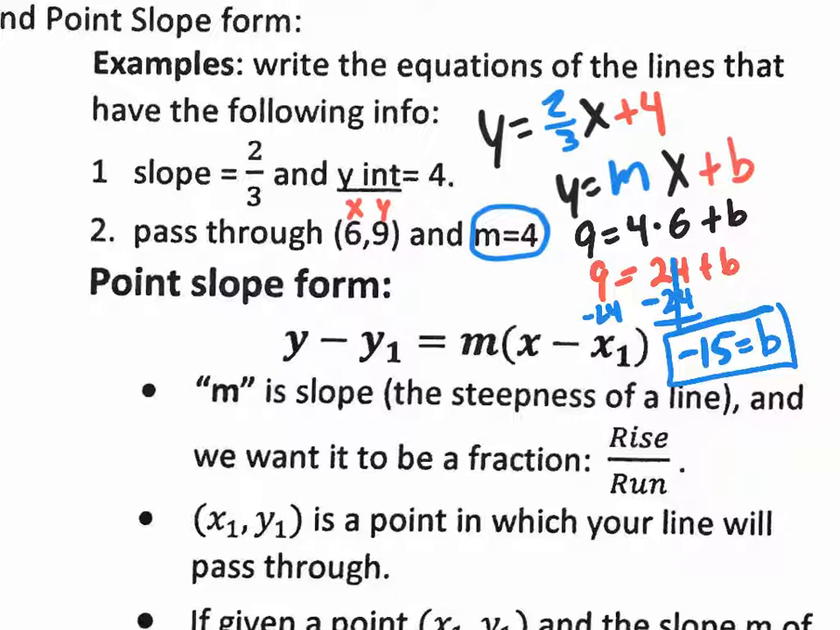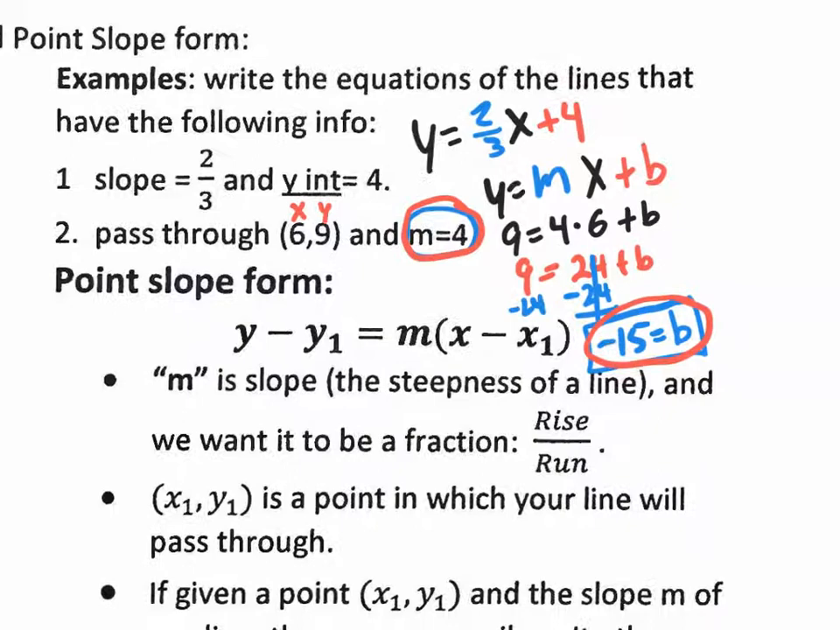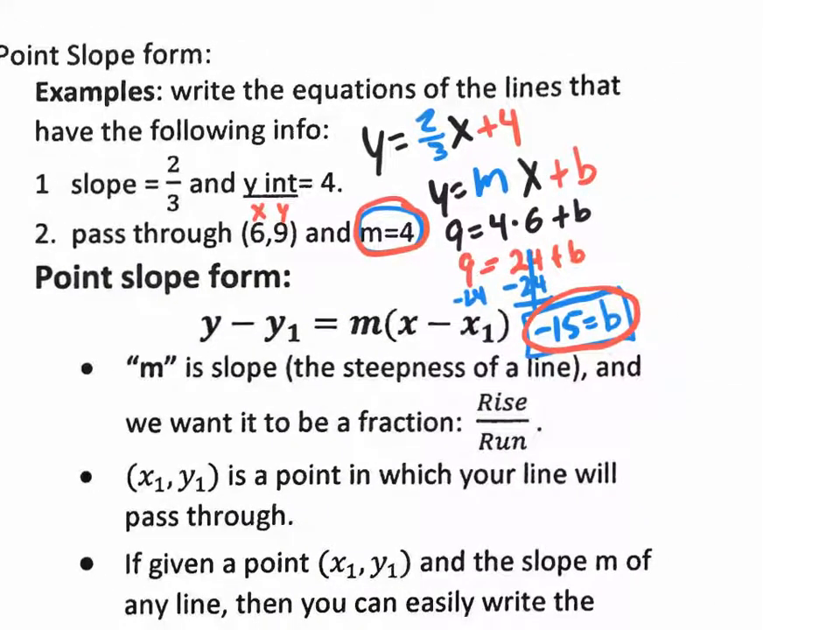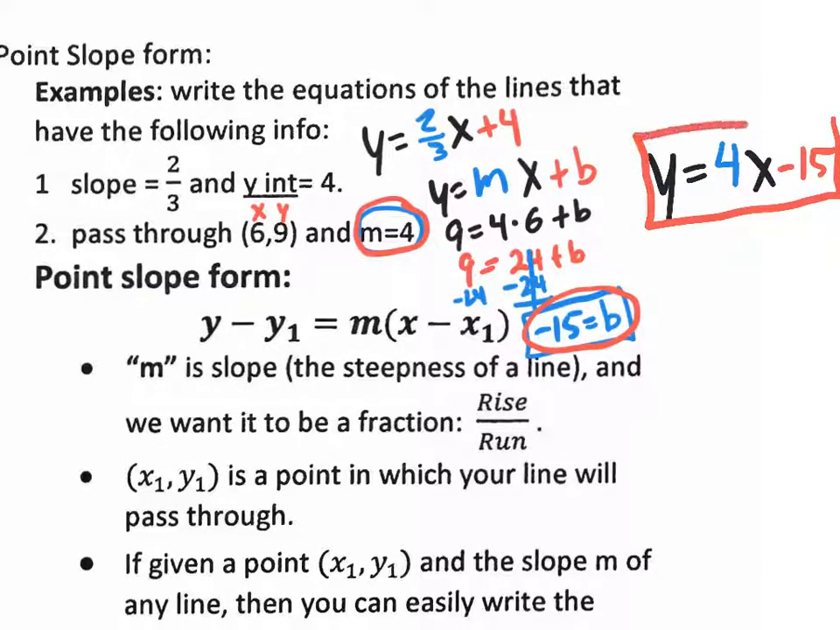And now that I know my slope, and now that I know my b value of -15, now I could actually write the equation in y equals mx plus b. Y equals, my m value is 4, x plus b is going to be -15 at the very end. This is my slope-intercept form equation. Why do they call it slope-intercept? Because when it's in this form, you could see your slope and you could see your y-intercept.